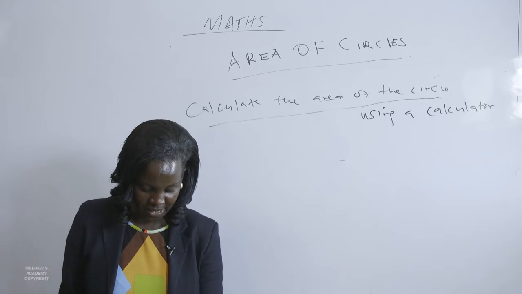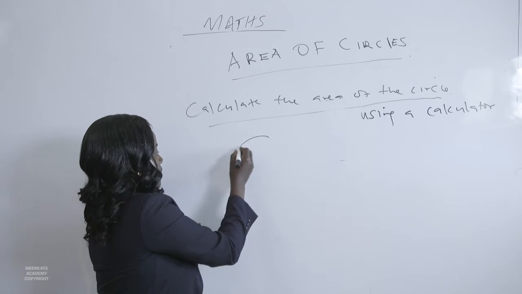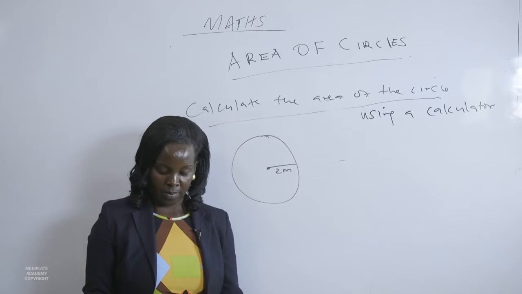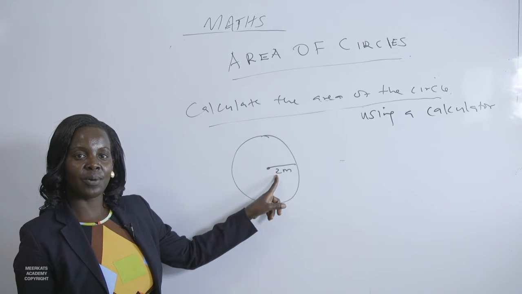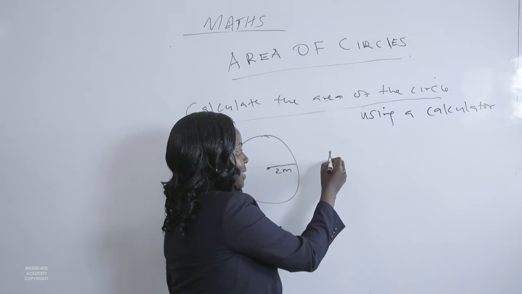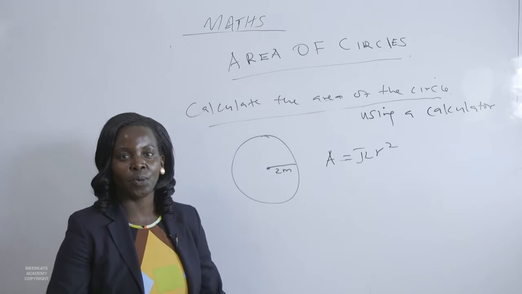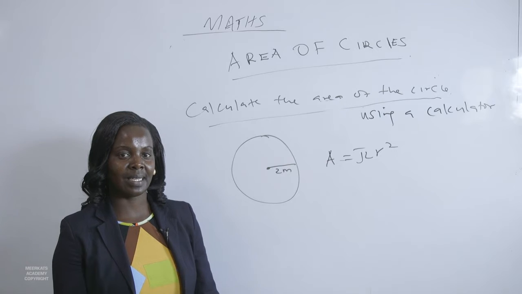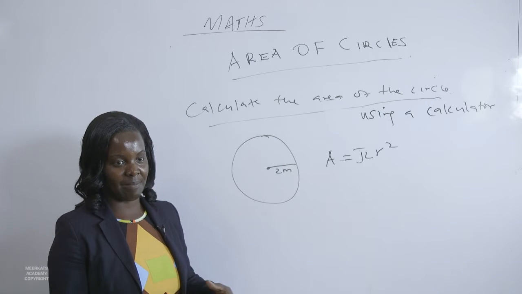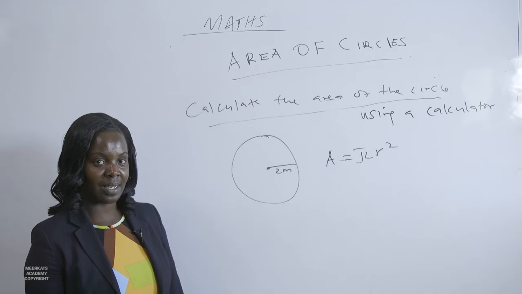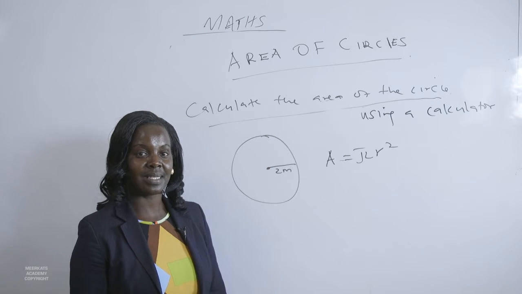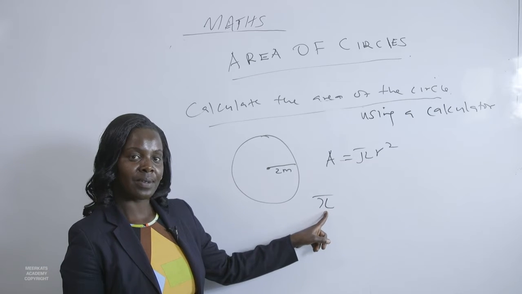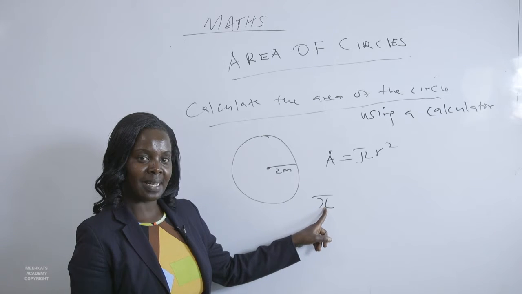Calculating the area of a circle using a calculator. The radius of this circle is 2 meters. Again, write the formula or the rule, which is pi r squared. So this is the formula of calculating the area of the circle. We are supposed to use the calculator. In your calculator, check for the button that is written pi. Locate the function, the button written pi. When you find that pi, press it down.